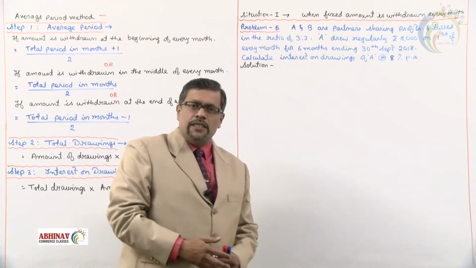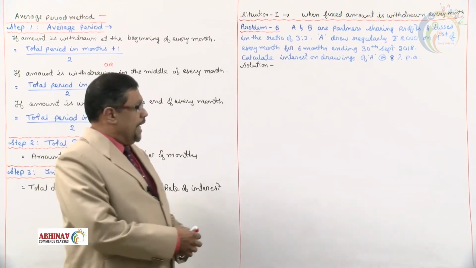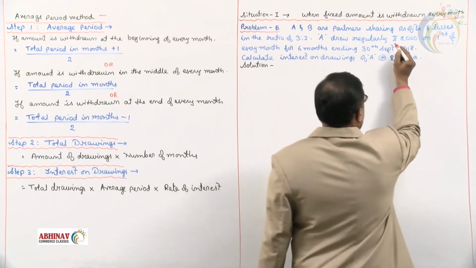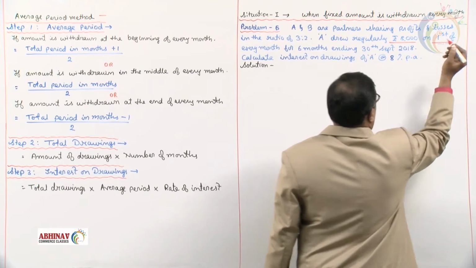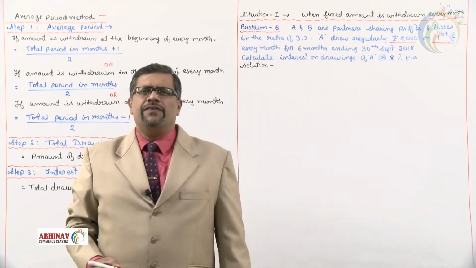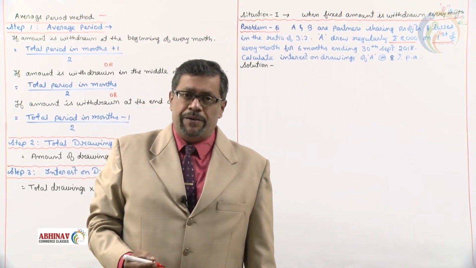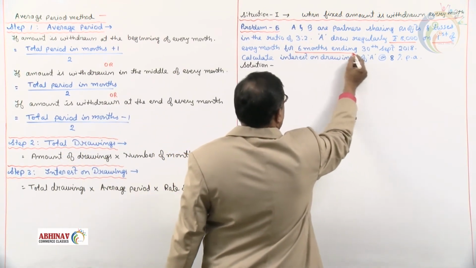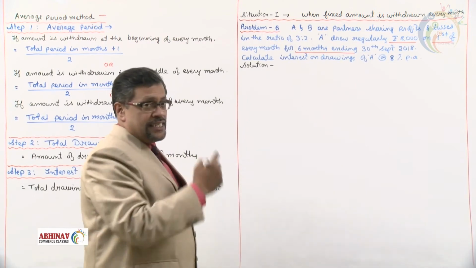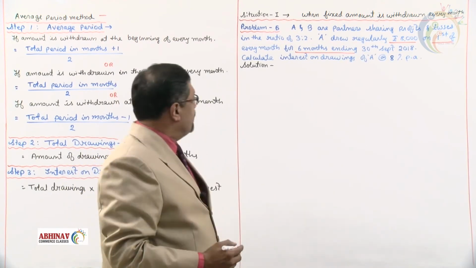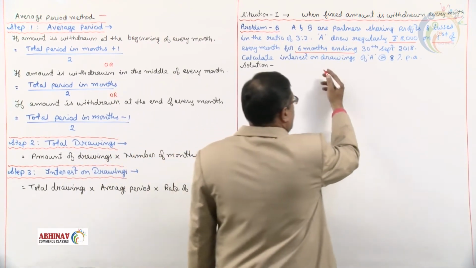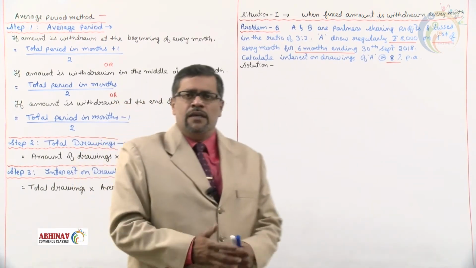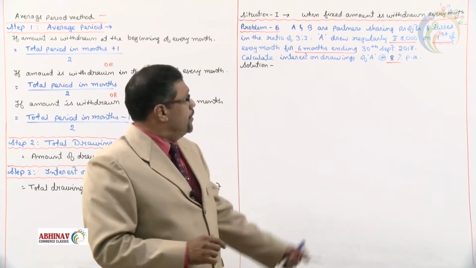A and B are partners sharing profits and losses in the ratio of 3:2. A drew regularly rupees 8,000 on the first of every month. First of every month means at the beginning of every month. For 6 months ending 30th September, that 6 months ending is important. We need to calculate interest on drawings at 8% per annum.